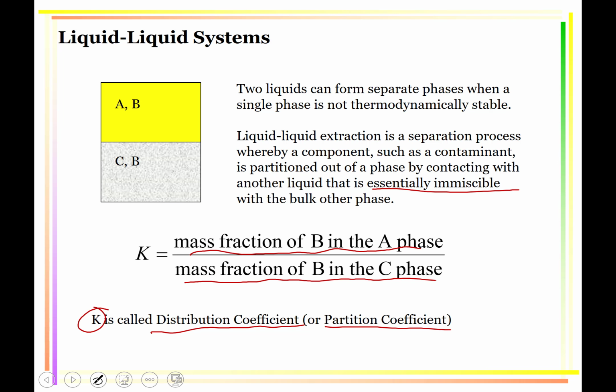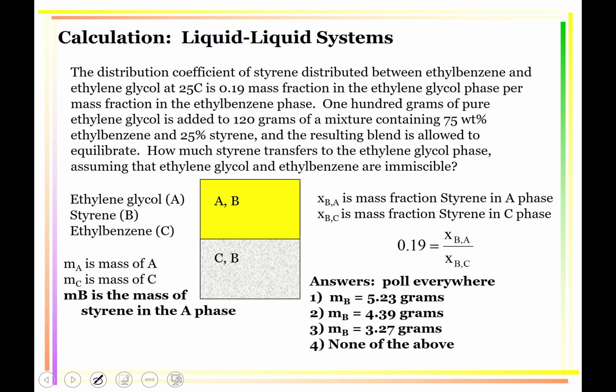So if you have that information and it's empirical, you have to measure that. Then once you have that information, you can use that to complete your material balance. And we'll see how we do that shortly. Okay, so here's a case. We are given the distribution coefficient, K, of styrene distributed between the ethylbenzene and ethylene glycol at 25 degrees C. So B is the styrene, A is ethylene glycol, and C is ethylbenzene.